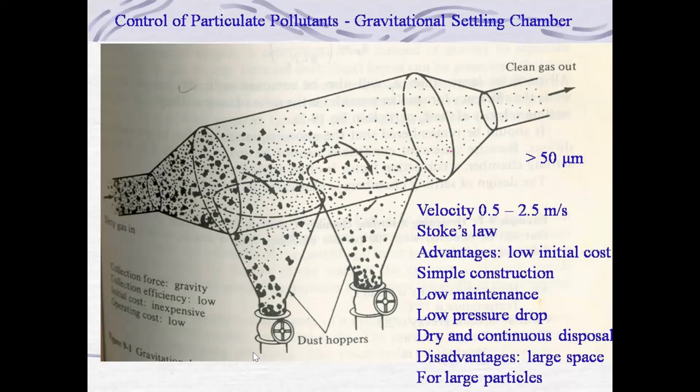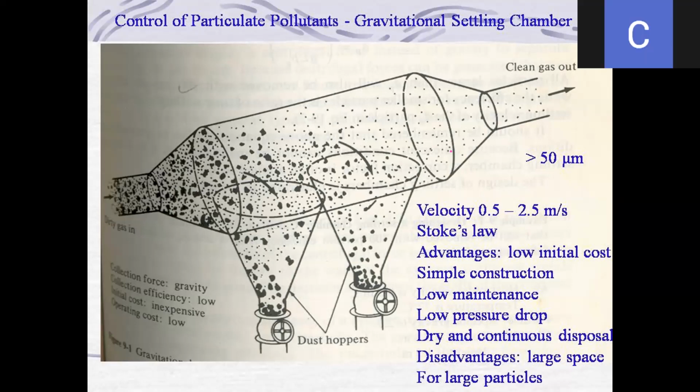First thing you should remember is that a gravitational settling chamber is applicable for dry air. Second thing you should remember is that a gravitational settling chamber is applicable for the removal of particulate matter whose size is greater than 50 micron, not less than 50 micron. So bigger particles will be removed with the help of the gravitational settling chamber. The velocity of flow in it will be in the range of 0.5 to 2.5 meters per second.